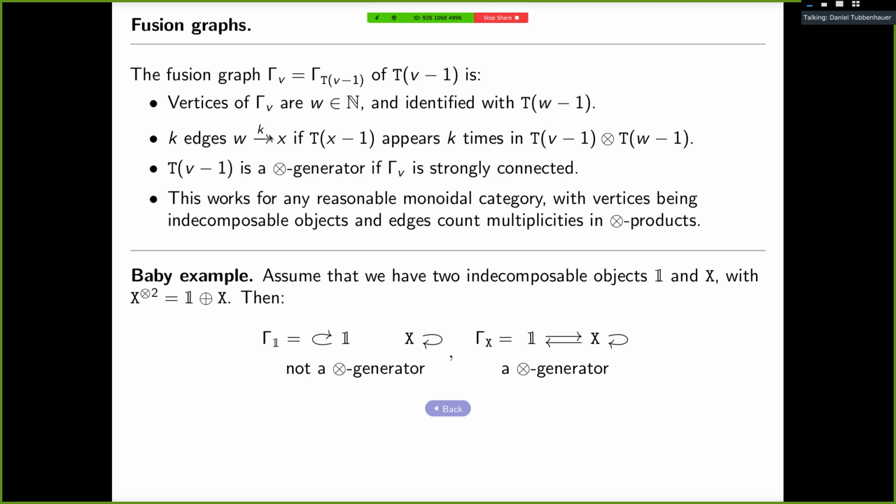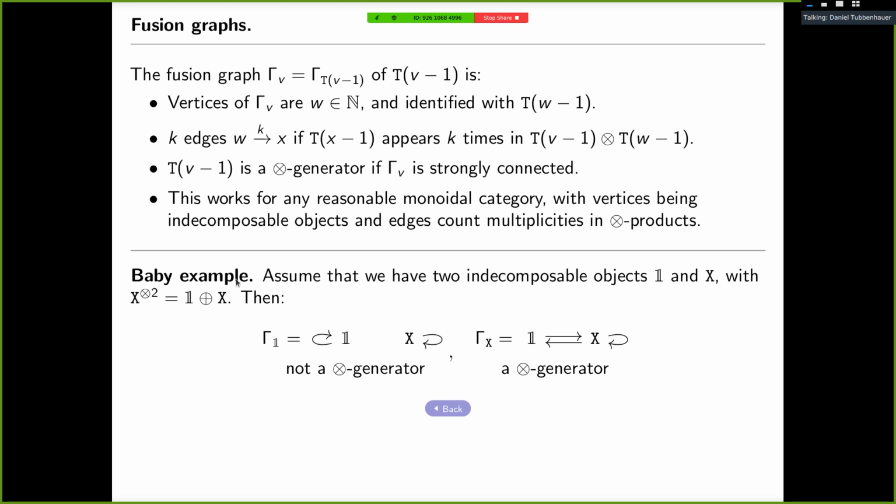I'll give you a very explicit example in a second, so don't worry. But it's a combinatorial datum. It's a graph you associate to the multiplication, to the monoidal structure in your category. And this is a classical trick. For any reasonable additive monoidal category this actually works, and physicists call these fusion graphs.